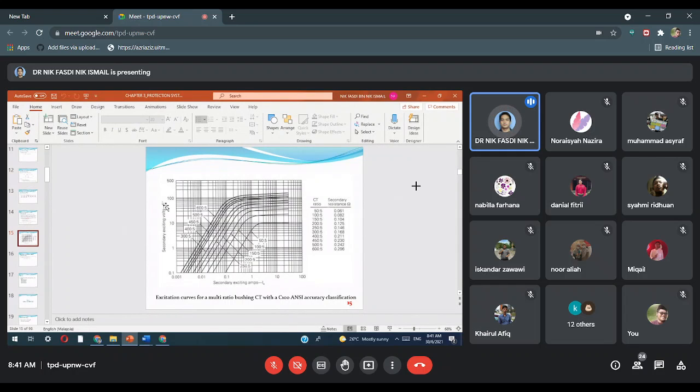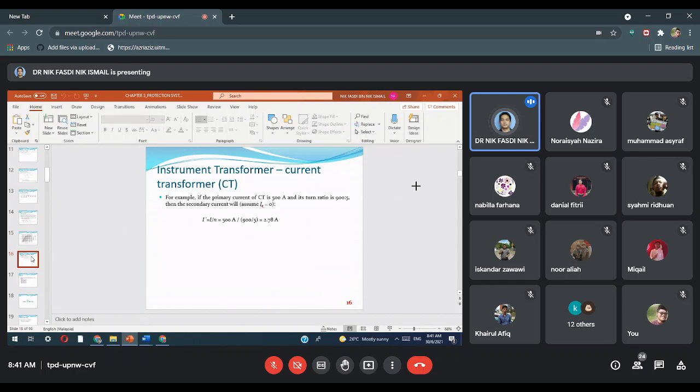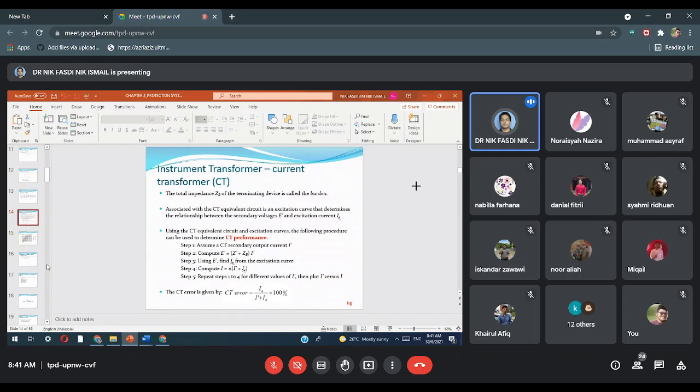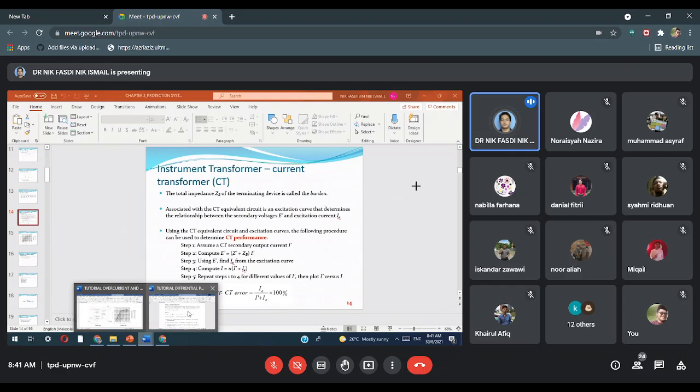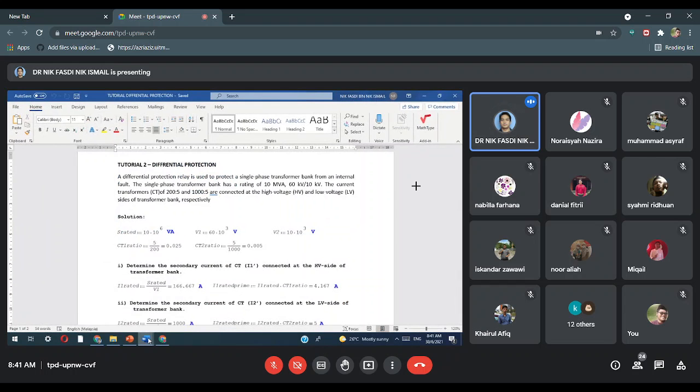Relationship between secondary E prime and secondary excited current IE. Nak guna macam mana, later on saya akan explain. Dalam ni pun ada, kat sini saya ada explain sikit kat ini. Okay. Kita nak cari mismatch CT errors mudah lah. Ni question for CT error. Alright. So ada dua slide yang boleh refer later on kalau you nak tengok tutorial ni. Slide number 14 and slide number 15. Okay, so back to the tutorial. Alright, not this one, the other one, this one.